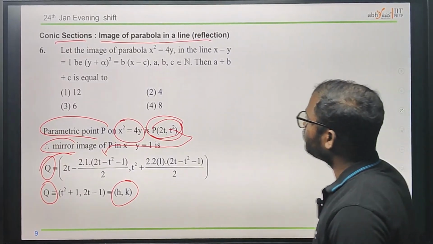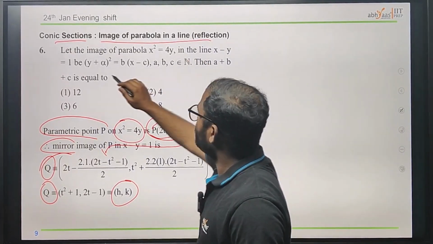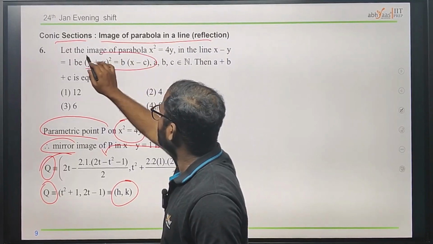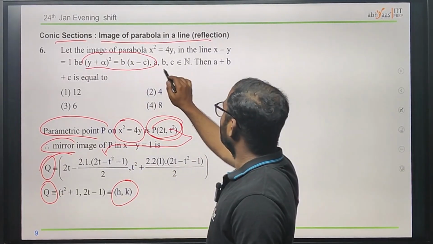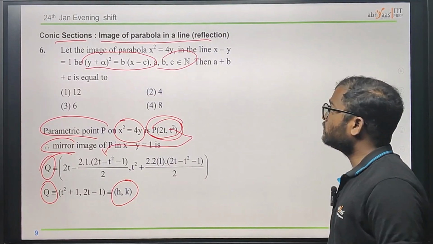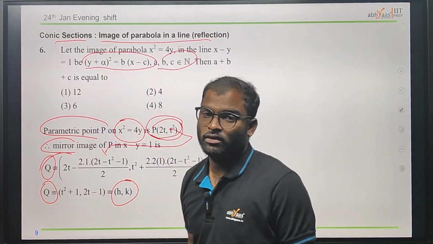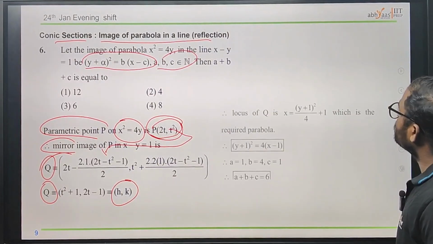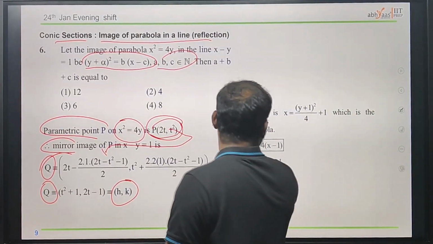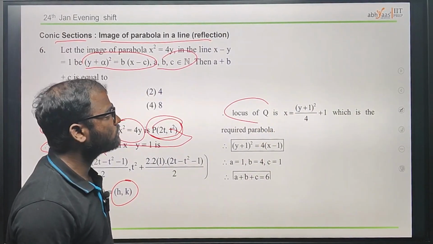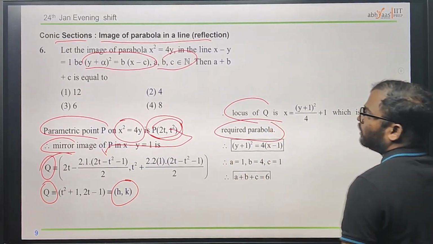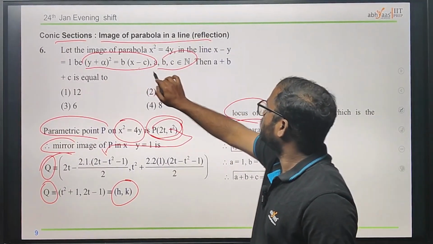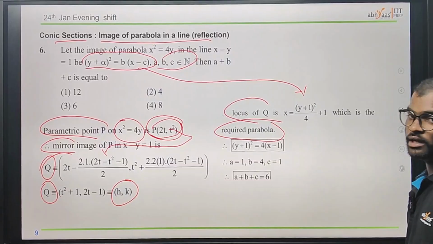Now what we have to do is use the given line. Here we see y plus alpha whole squared is equal to b of x minus c, where a, b, c come from the natural numbers. We need to find this a, b, c. Now by using this we find the locus of Q, which is x equal to (y plus 1) whole squared divided by 4 plus 1, which is the required parabola. See, we got this.